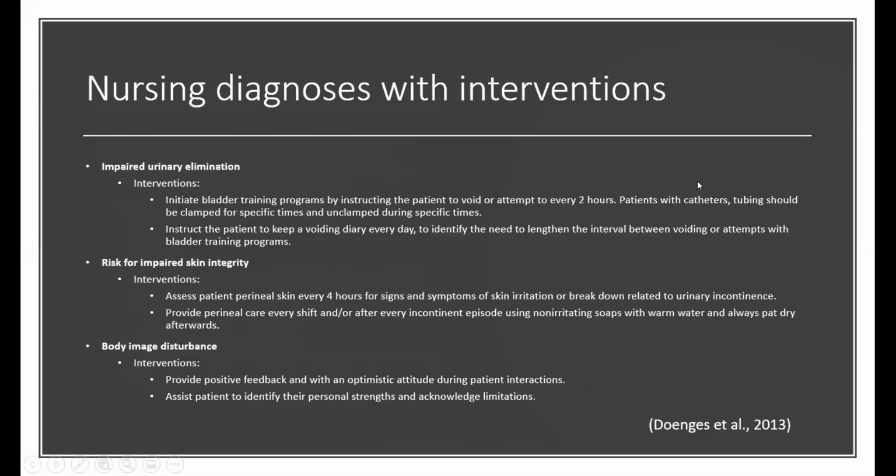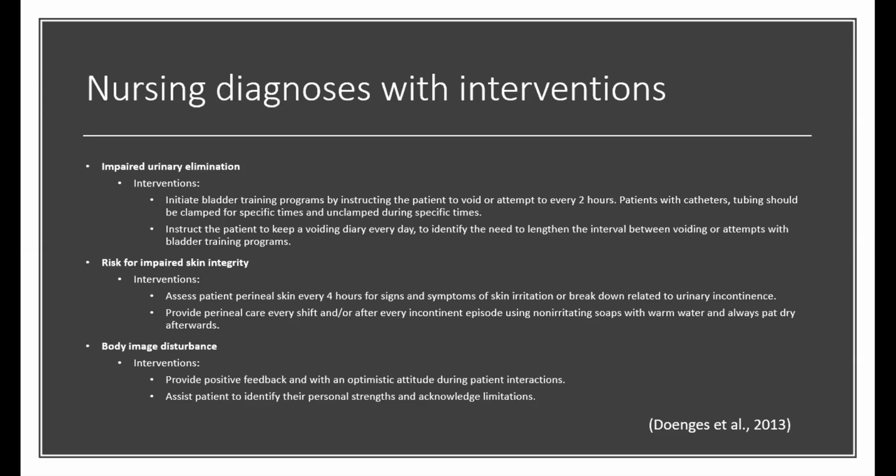Okay, nursing diagnosis with interventions. So the first one I chose was impaired urinary elimination, obviously. And so a couple interventions would be initiate bladder training programs by instructing the patient to void or attempt to every 2 hours. Patients with catheters, tubing should be clamped for specific times and unclamped during specific times because you're trying to retrain that bladder to know when it needs to go. Instruct the patient to keep a voiding diary every day to identify the need to lengthen the interval between voiding or attempts with bladder training programs. So that kind of helps you monitor the effectiveness of how the training program is going.